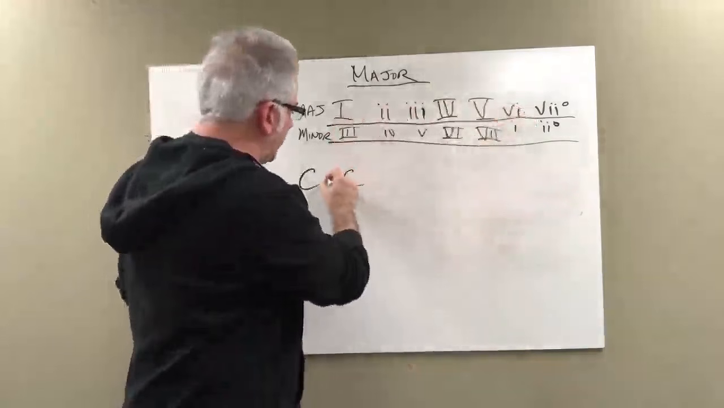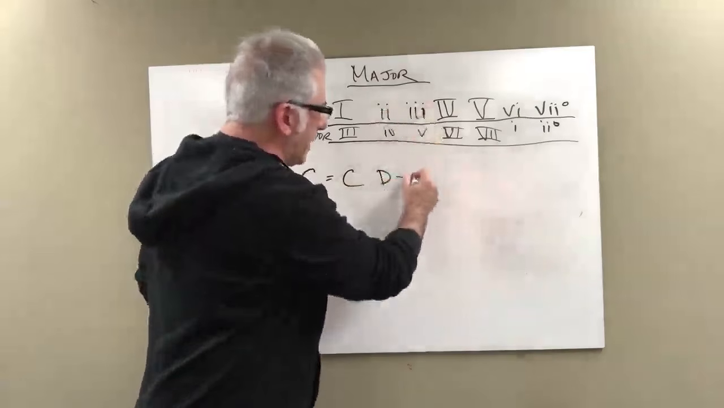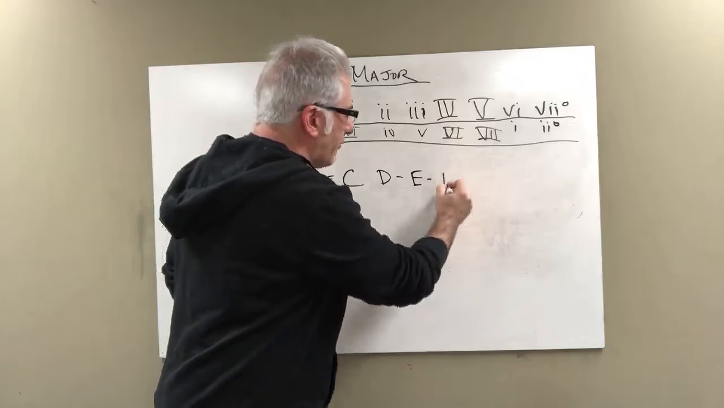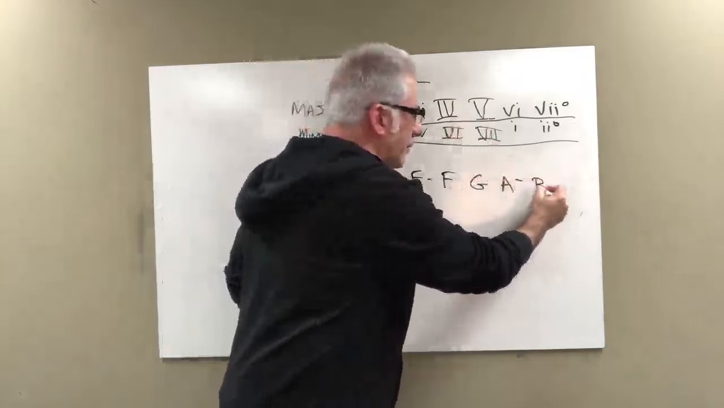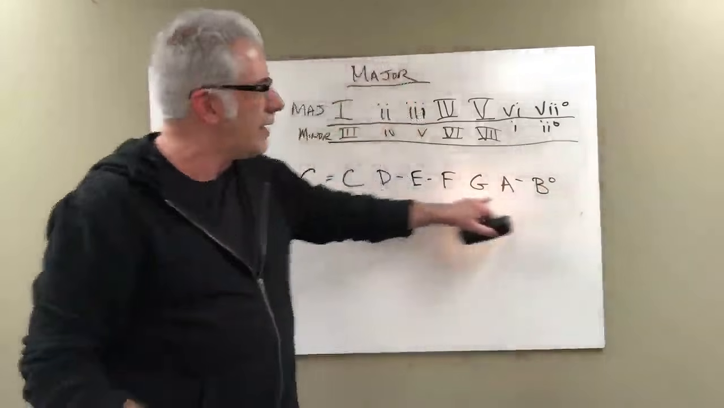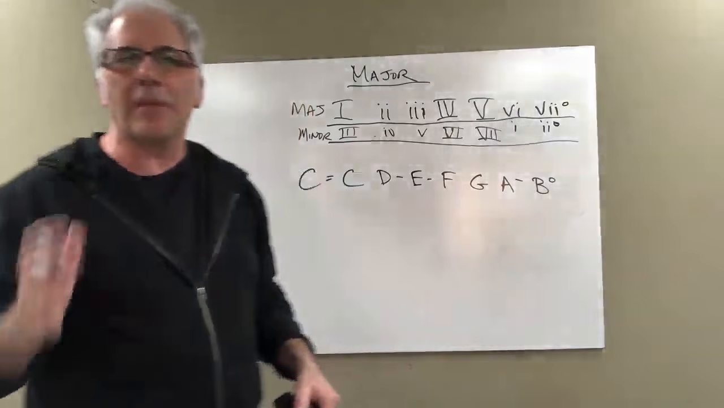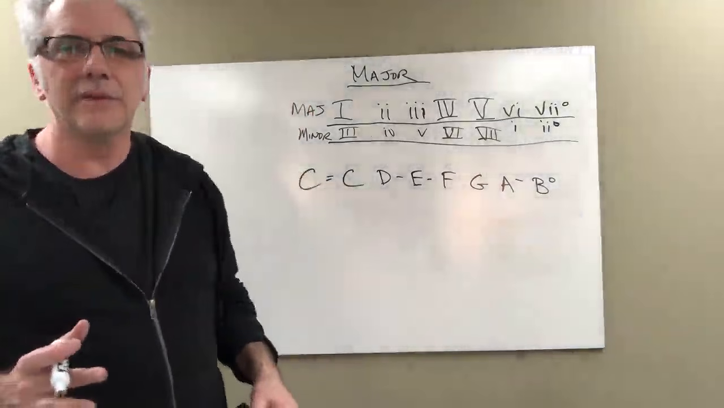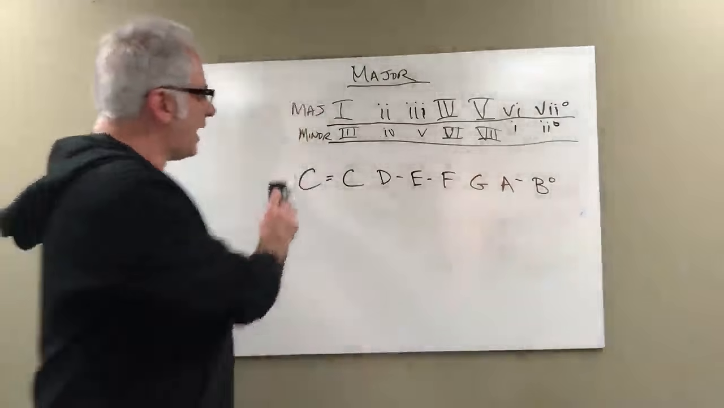The 1 chord is major, so that's C. The 2 chord is minor, so that's D minor. The 3 chord is minor, E minor. The 4 chord is F major. The 5 chord is G major. The 6 chord is A minor, and the 7 chord is B diminished. Well, how did I know that? Because I know all the notes in a C major scale because I've already memorized the circle of fifths. So you just plug it in with any key.